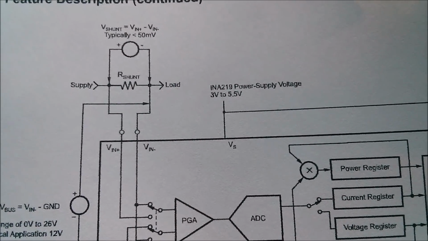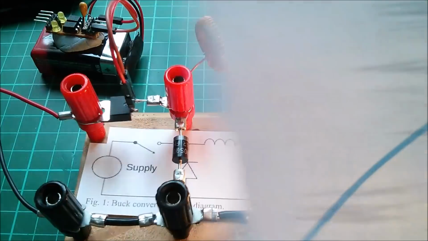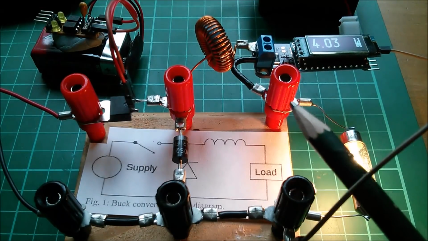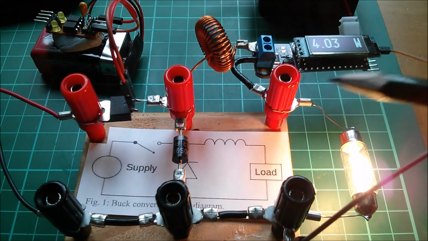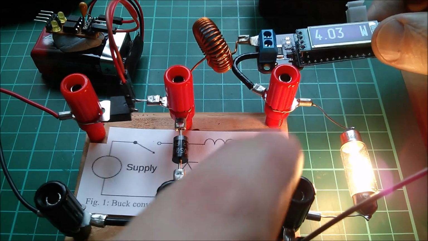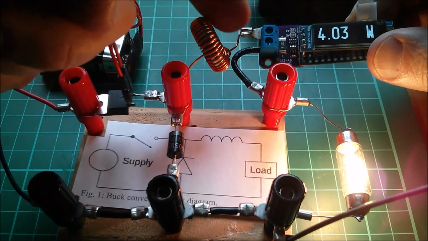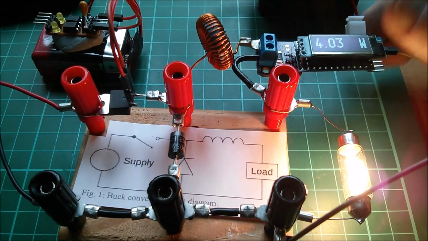Let me write that in. Right, I've written it in there. Load voltage is bus voltage. And that's what I want to measure here. I want to measure the voltage across my load, which is this lamp. And so I want to measure the voltage at this pin, which is Vin minus, as opposed to the pin at the top, which is Vin plus.